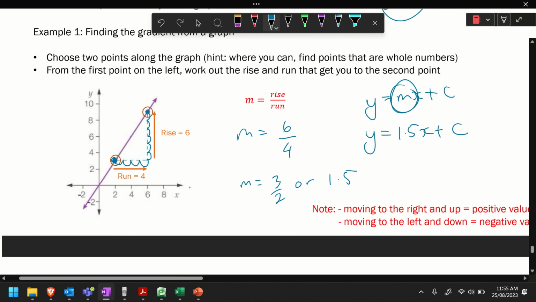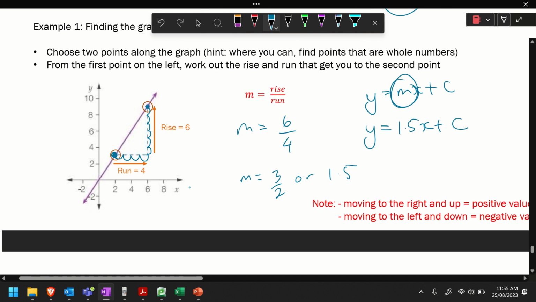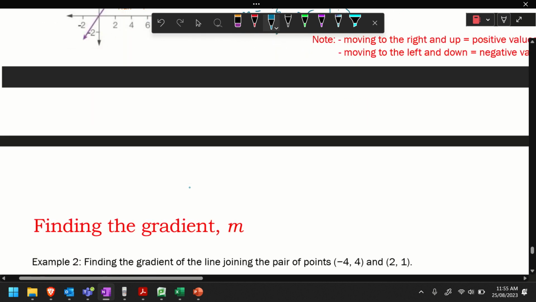We'll work on it together in a second, but does this make sense so far? Just rise over run, that's it. That's all you're using for that one. Any questions?